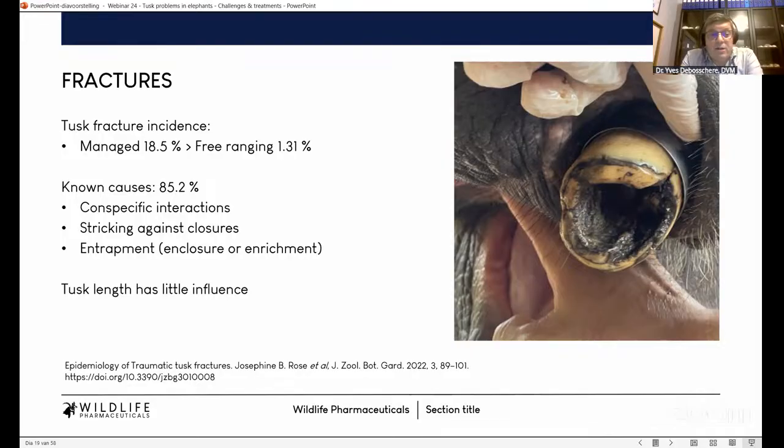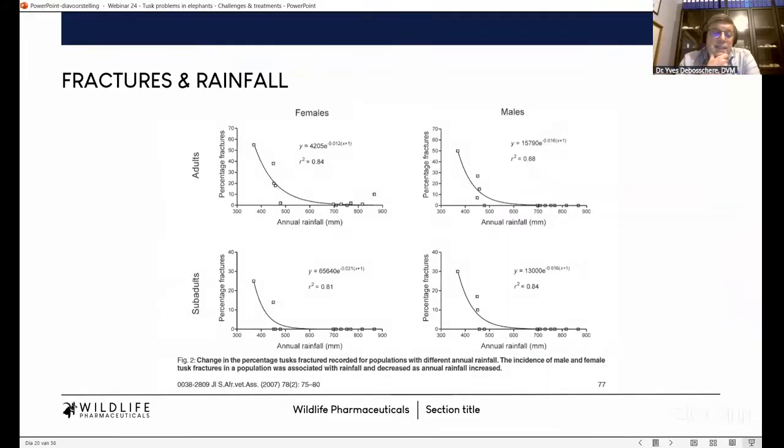If you look at the length of the tusk, that is of little influence. It's not because there is a large or long tusk that it will break more easily. What we also see, and it was in the Ithala Park that they saw it, is a direct correlation between rainfall and tusk fractures. When it was very, very dry, there were many more tusk fractures than when it started to rain. From 500 millimeters of rain, it becomes quite wet, and we see much less fractures.